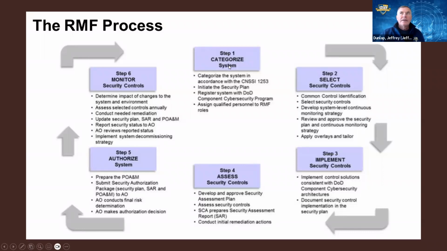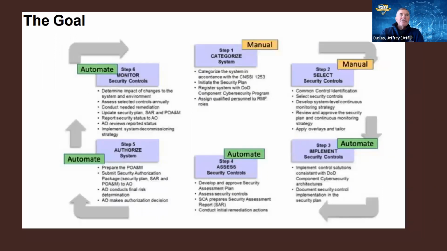Here's step one: categorize the system. A lot of documents in there. Register this system. So you can see as it goes through this process that we have, it looks very arduous. It looks very slow, and we need to fix that. Here are the recommendations on how to fix this whole process.